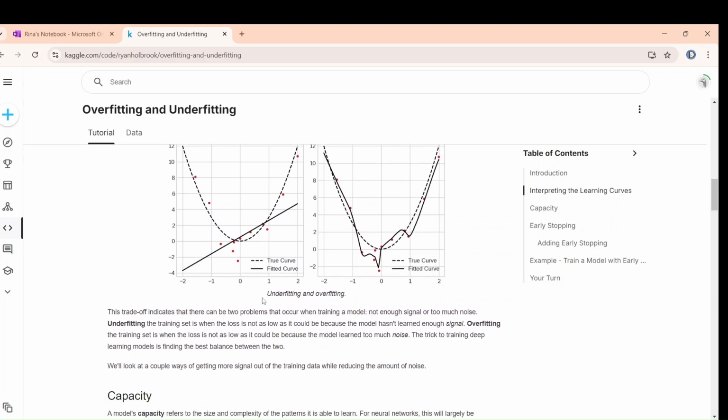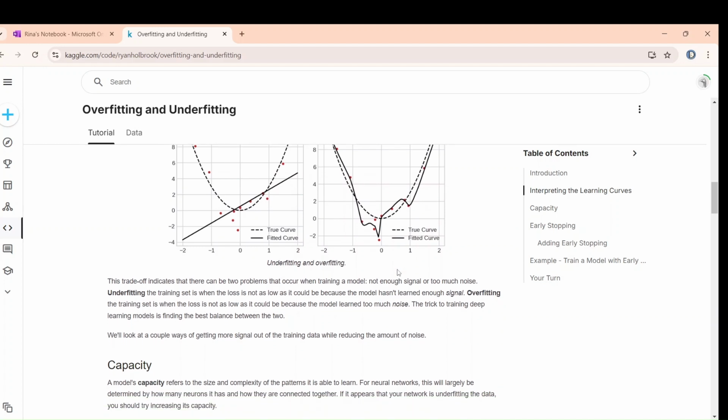Okay. So there are two kinds of problems. Not enough signal: if your model has not learned enough signal, you may go for underfitting. If your model has learned too much noise, it has learned everything, then also you are going for overfitting. And both of them are problems. We have to solve them. How to solve them? We have to balance. The trick to training deep learning models is finding the best balance between the two.